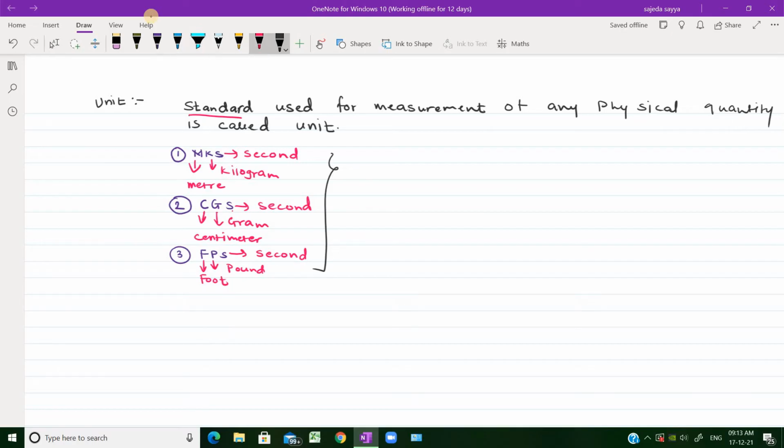a common system of units, and then a universally accepted system of units was taken into consideration, that is the SI system of units. It is called the Système International d'Unités, or International System of Units. So this is the international system of units which is common all over the world now.